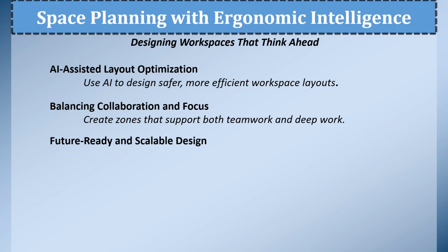Future-ready scalable design. With flexible furniture and AI-informed modular layouts, workspaces can quickly adapt to new roles, technologies, or employee preferences. Ergonomics intelligence ensures that these changes remain aligned with comfort, safety, and productivity standards over time. Smart space planning blends AI with human factors to design efficient, comfortable environments. It supports dynamic work models while protecting workers' health and well-being.